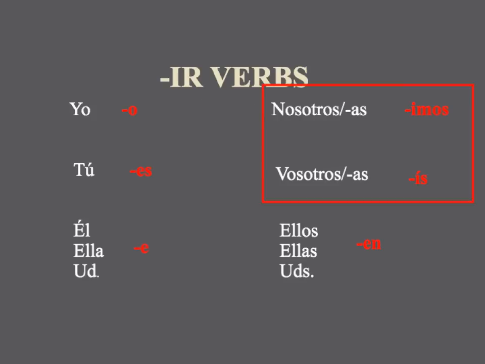IR verbs share 4 of the same conjugation endings as ER verbs. So we can skip right to the end so you can see just the 2 different nosotros and vosotros forms. And here they are, imos and ís, compared to, for ER verbs, emos and és.